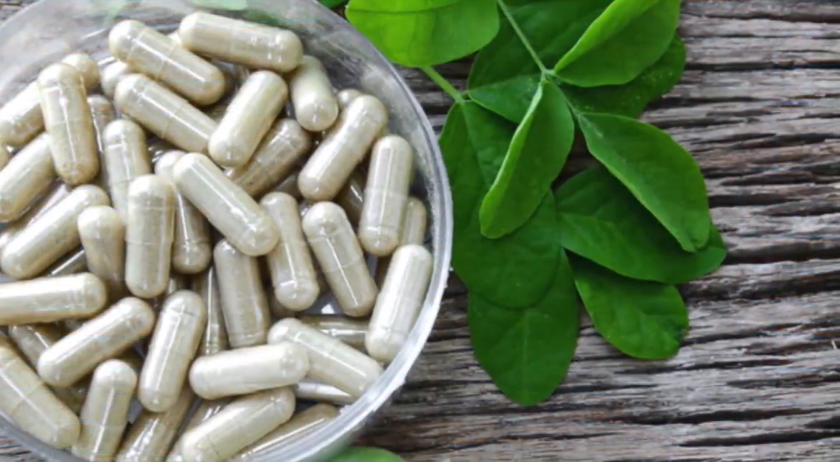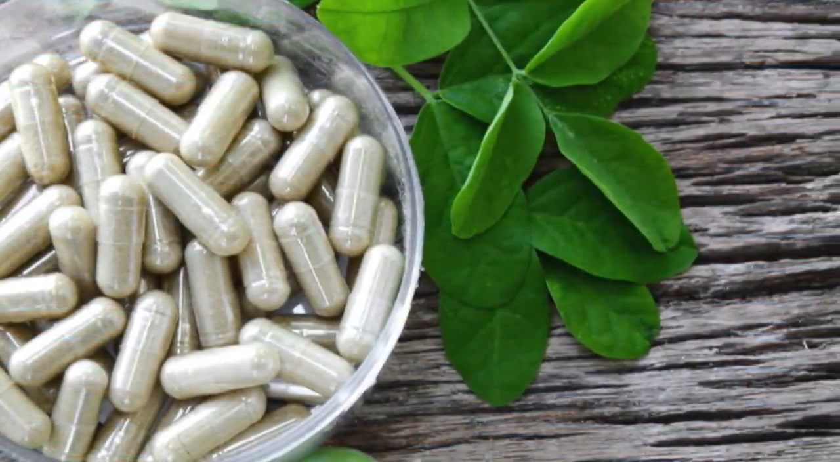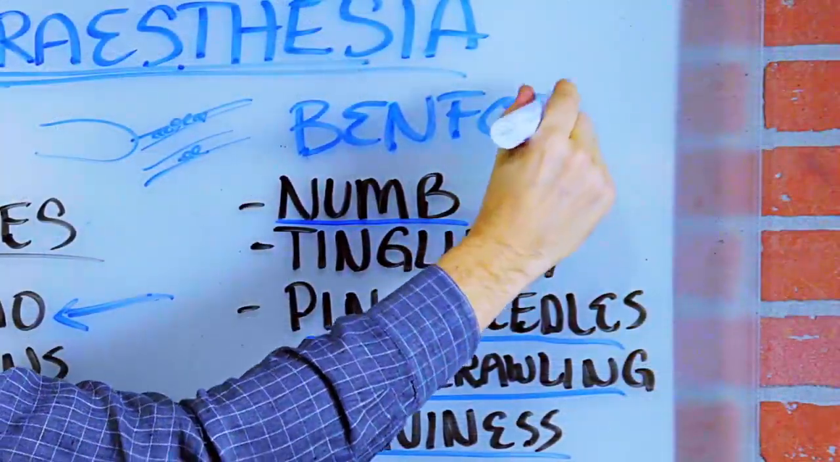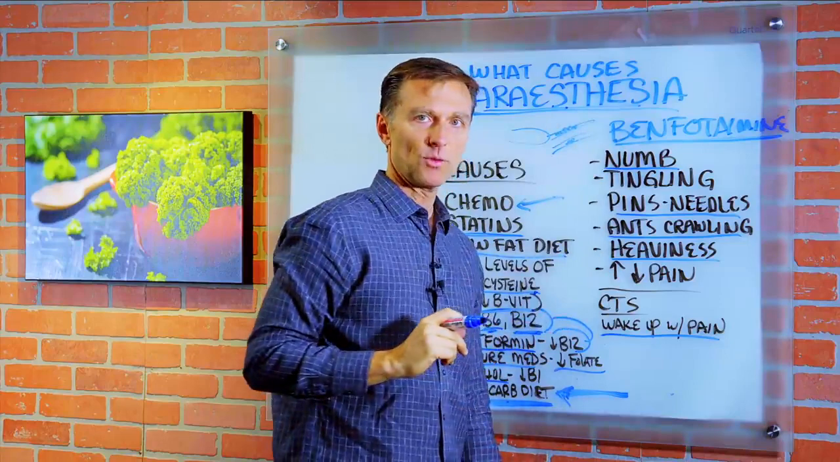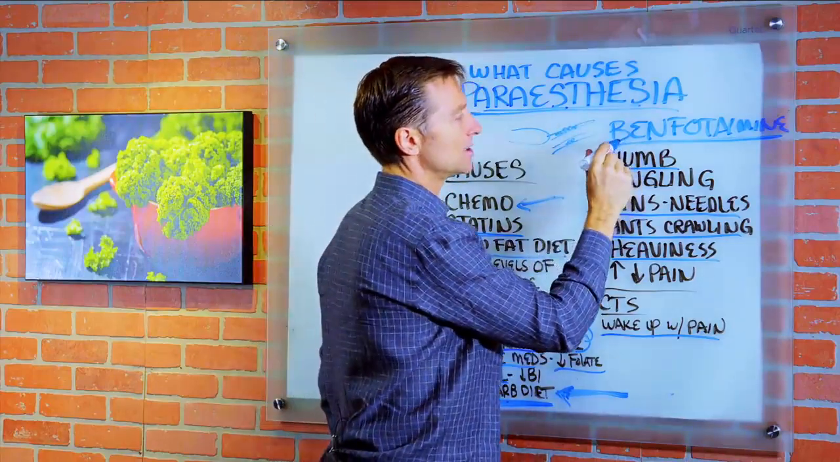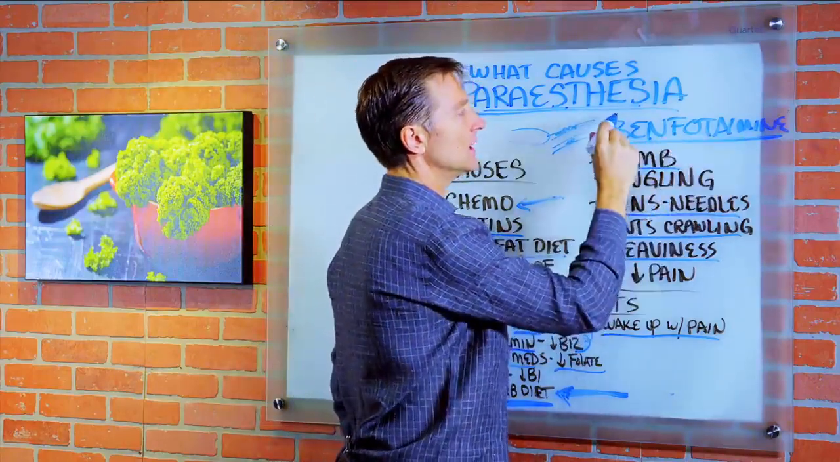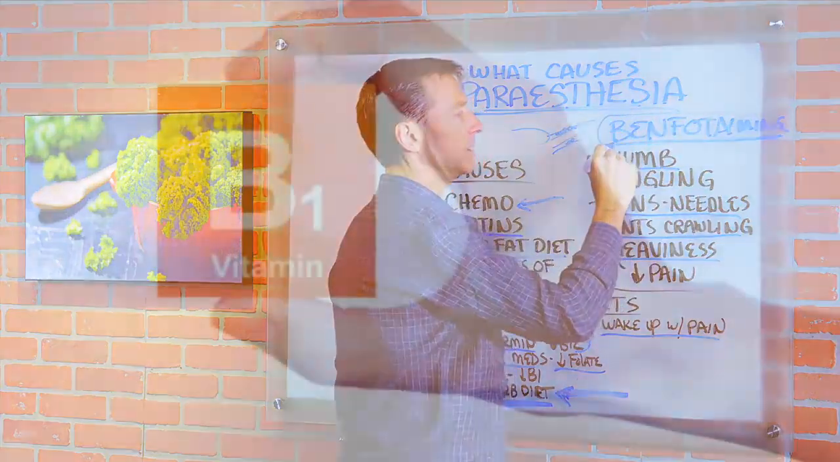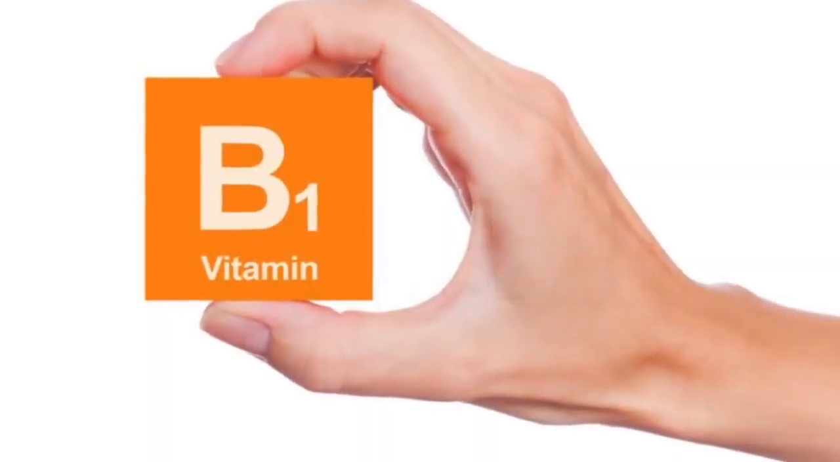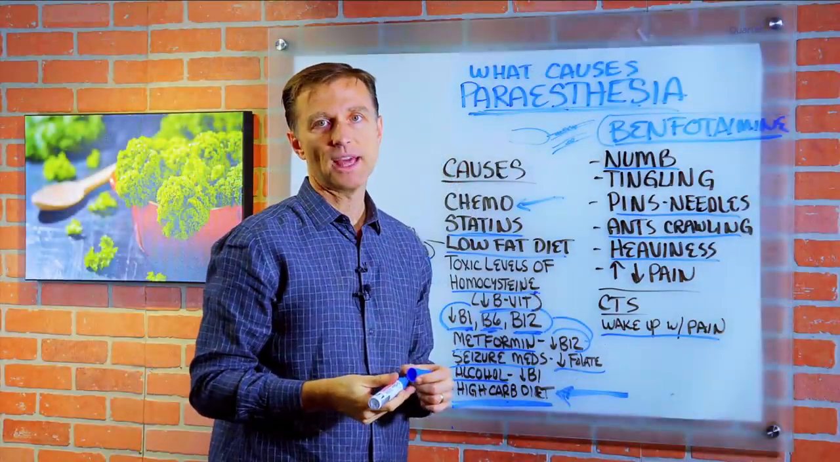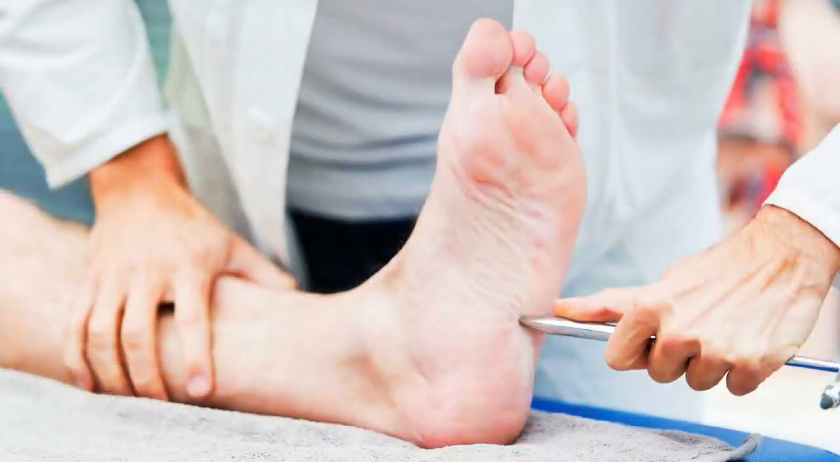So benfotiamine, let me spell that for you. Benfotiamine, okay? Spelling is my worst subject, but I think I got this right here. Benfotiamine. You can get this. It's a fat-soluble B1 that will help the nervous system to actually help undo this condition too. And it also is good for advanced nerve problems like peripheral neuropathies and things like that.